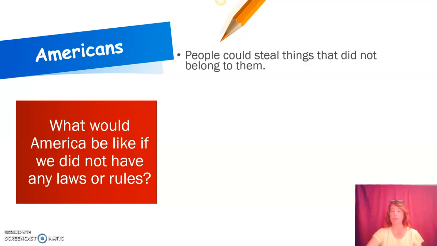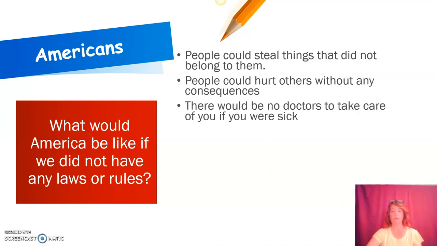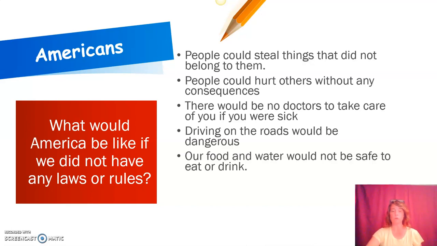People would be able to steal things that didn't belong to them. People could hurt others without any consequences. There would be no doctors to take care of us if we were sick. Driving on the roads would be very dangerous because there would be no rules on the road. Our food and water would not be safe to eat or drink. We could not worship God safely. These are just some of the things that could have happened without rules. Let's find out what the Americans did.